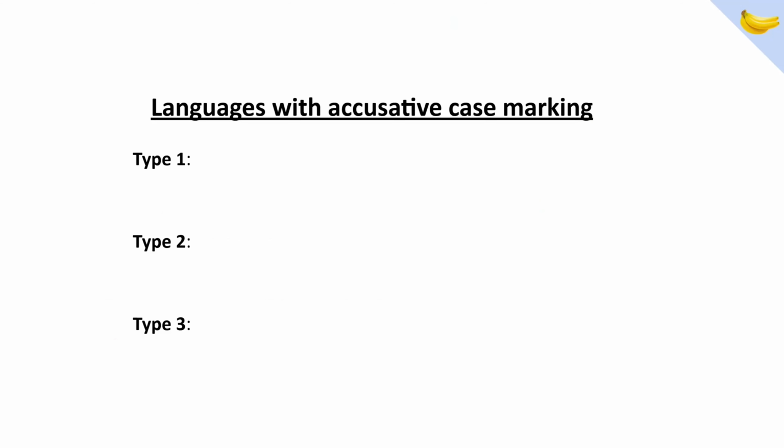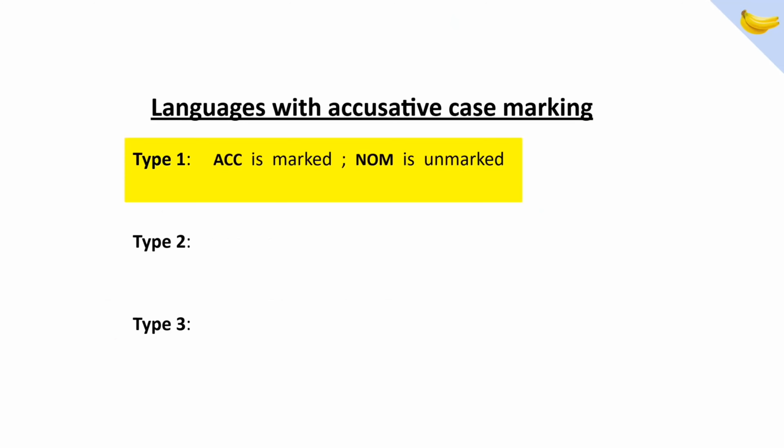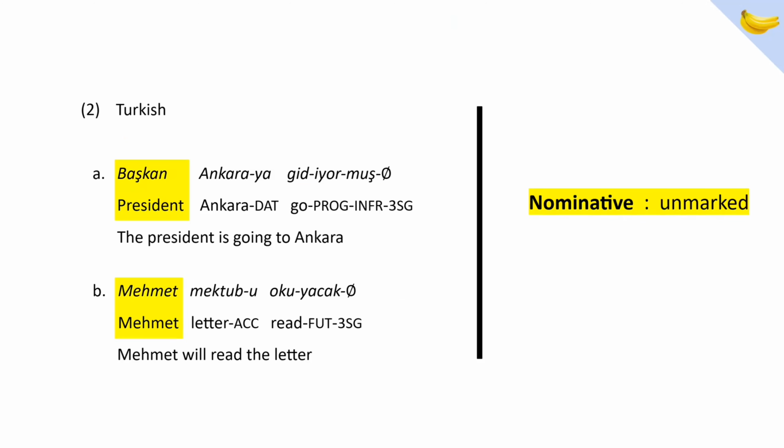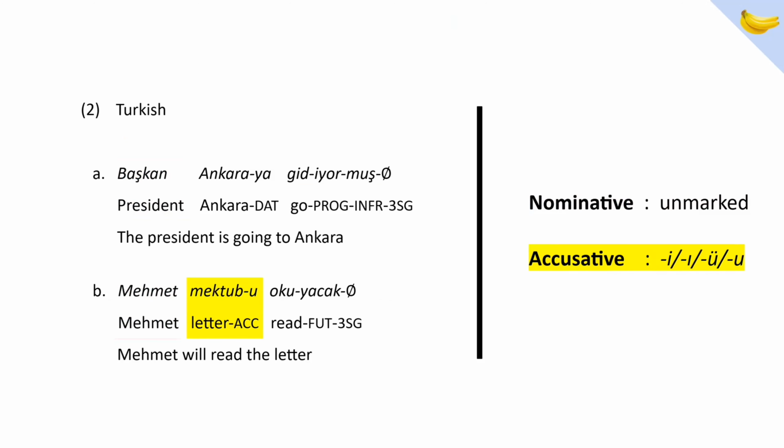Now, there are three types of language with accusative case marking. In languages of the first type, the accusative case is marked, whereas the nominative case is unmarked. This is exactly what we see in Turkish. Consider the data in 2. The president is going to Ankara, and Mehmet will read the letter. Here, we see S and A arguments appear bare, while we see O arguments take one of 4 suffixes.